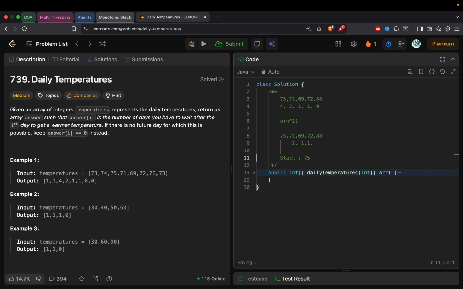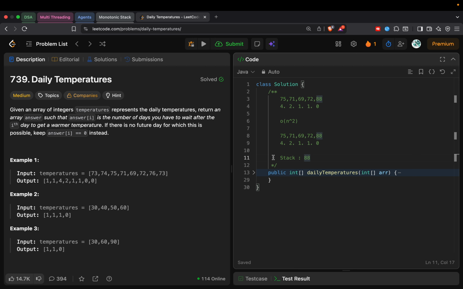The answer for it will be 1 day. It has to wait for 1 day, okay? And can 88 be the warmer temperature for 75? Yes, it is. So I will take 75 and calculate its days, which will be 4 days, okay? Again I will push 88 into the stack, saying that its warmer temperature needs to be determined. Now there are no more temperatures to be determined, so the answer for 88 will be 0, okay?